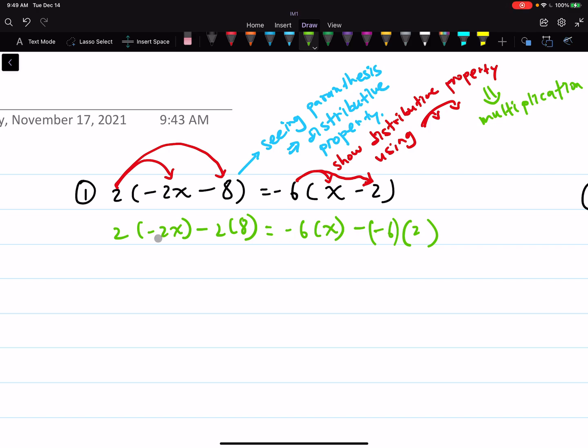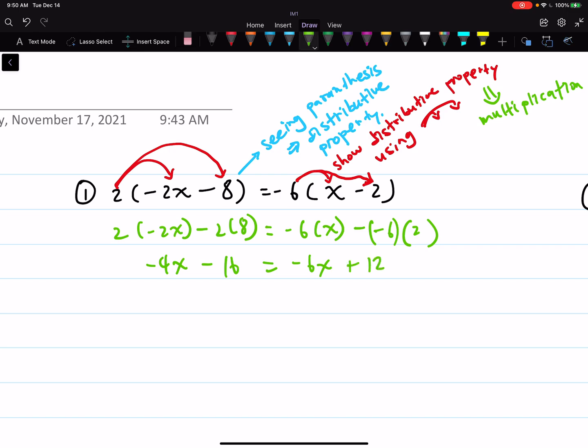So let's take a look. 2 times negative 2x is negative 4x. 2 times 8 is 16, is equal to negative 6 times x is negative 6x, minus negative 6 times 2 is negative 12, right? And so I'm going to rewrite this because subtracting a negative, everyone, is just addition. Subtracting a negative is just addition. So I'm going to get rid of that, and then we're going to make it adding positive 12.